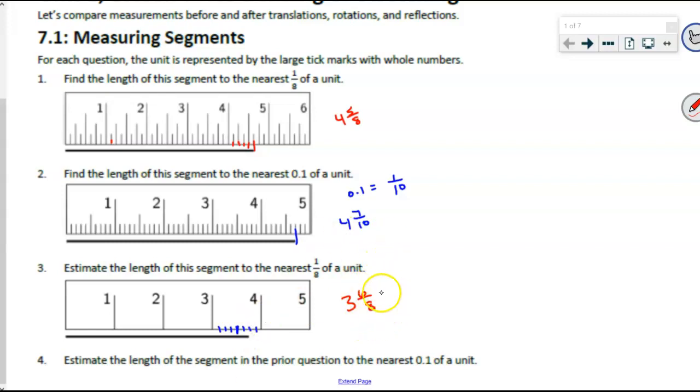Now 6/8 of a unit does simplify. So even though it's to the nearest 1/8 of a unit, 6/8 does simplify to be 3/4.